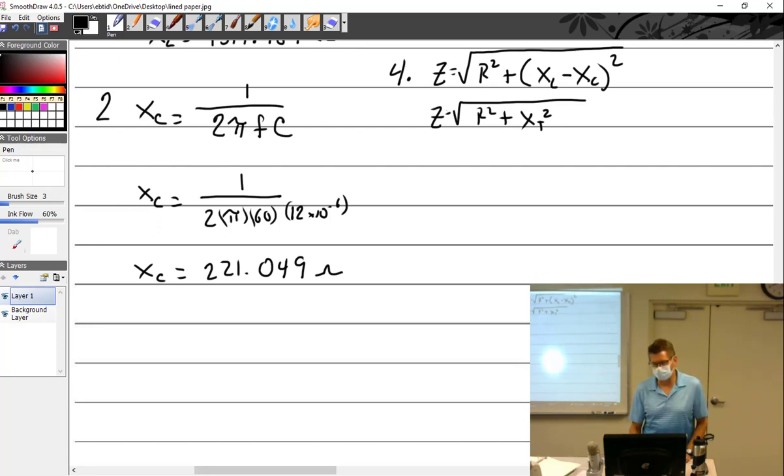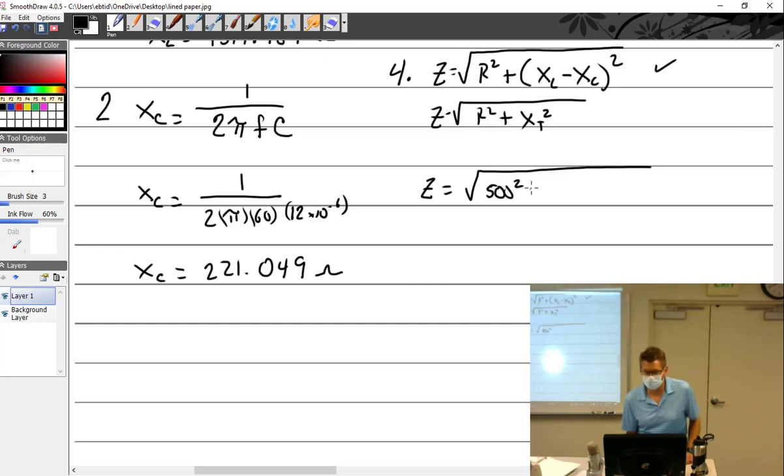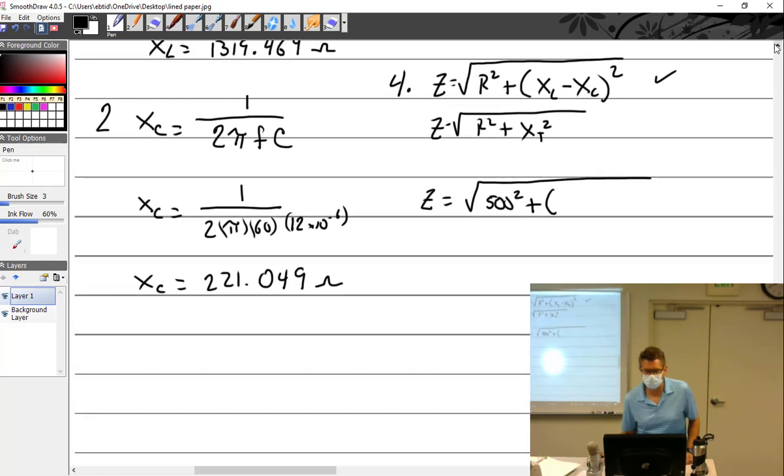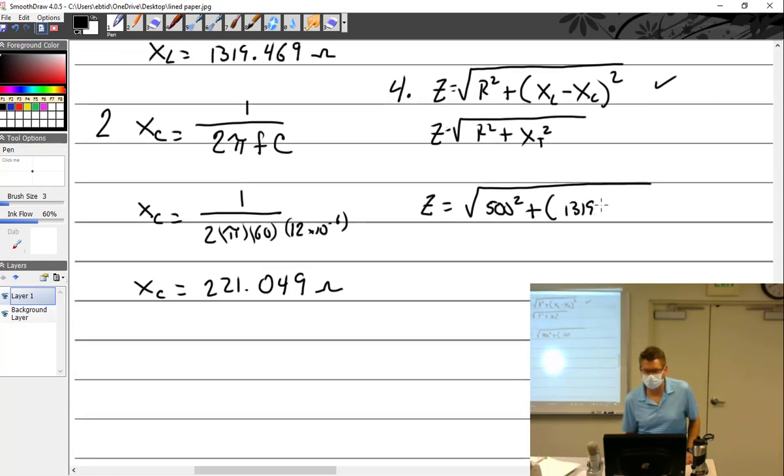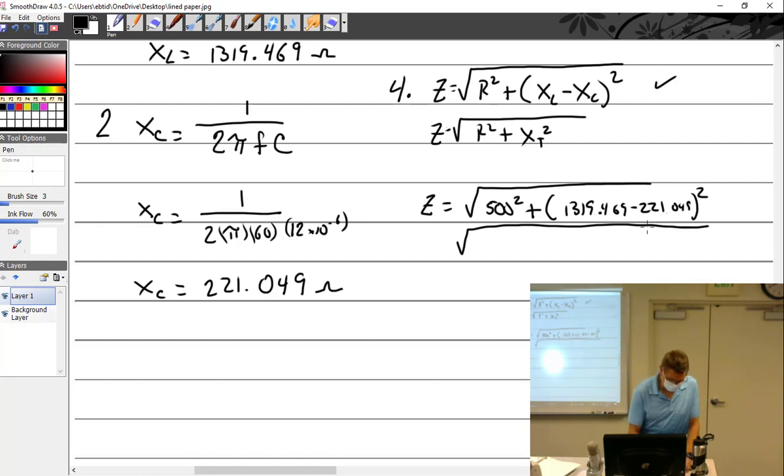So I think I'm going to go with the top one right there. So I will say Z equals R squared. So what is my R? 500 squared plus, well, we already have XT, but what the heck. Plus 1319.469 minus 221.049, all that squared. So I'm going to keep that going there. I'm going to say 500.